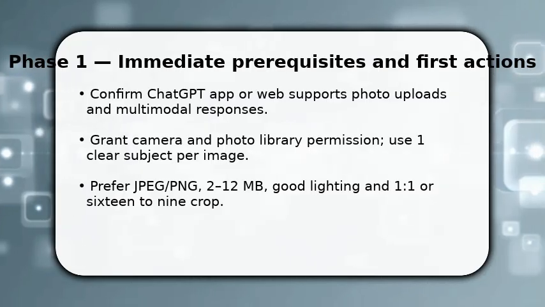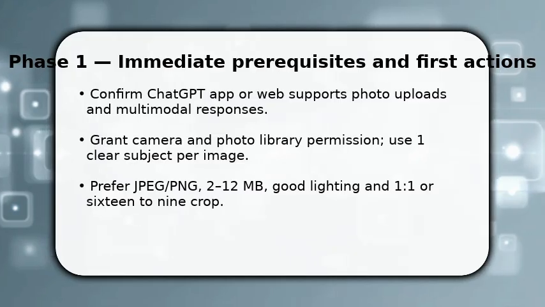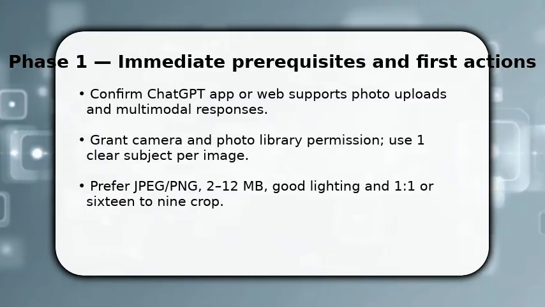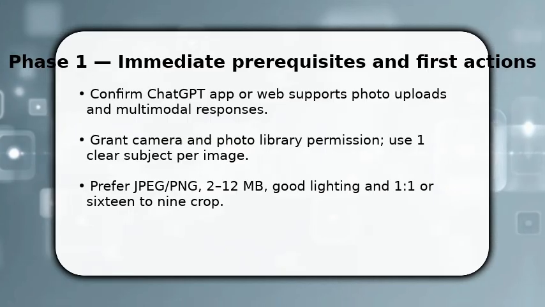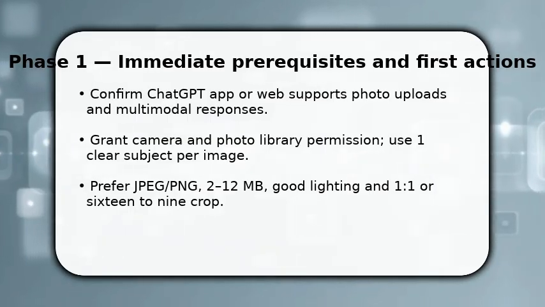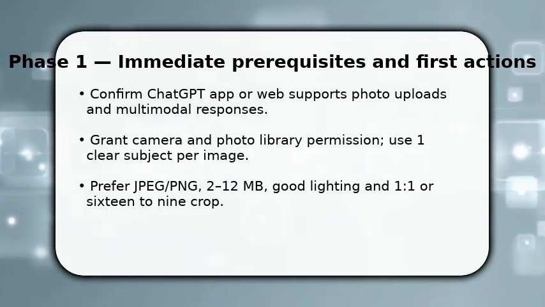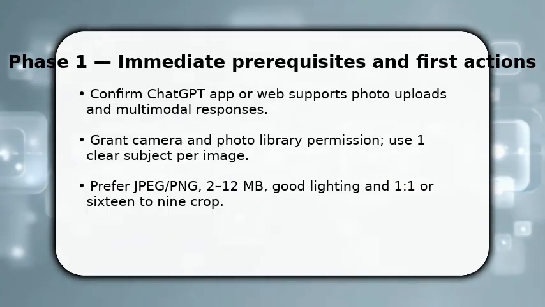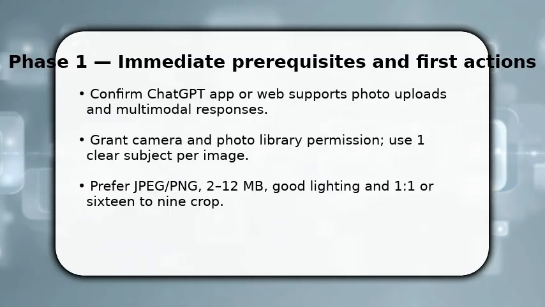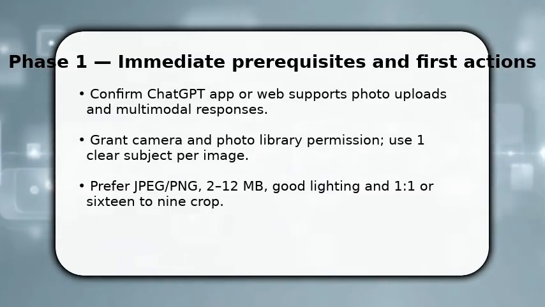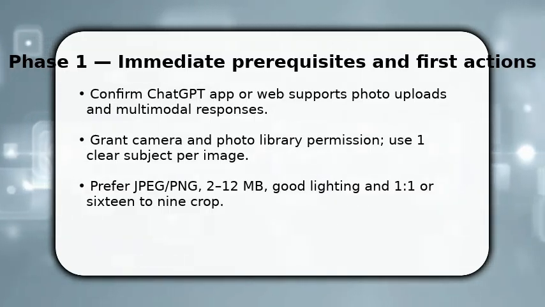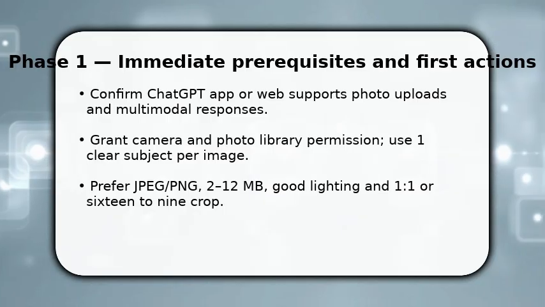You start by getting permissions and a usable image. Open ChatGPT and pick the multimodal option. Once done, tap the image upload icon and choose the photo. Make sure the subject fills most of the frame and lighting shows detail. This helps the model read text, colors, and shapes accurately. If needed, crop to remove distractions before uploading. You'll see a thumbnail. Confirm it.